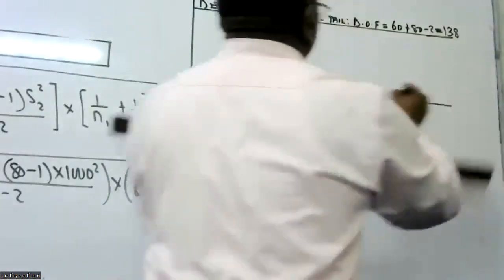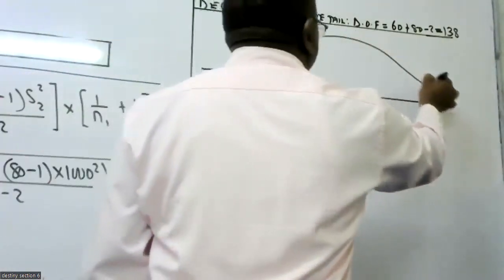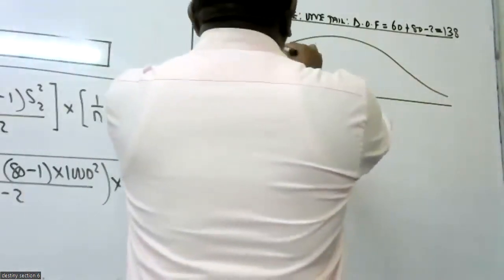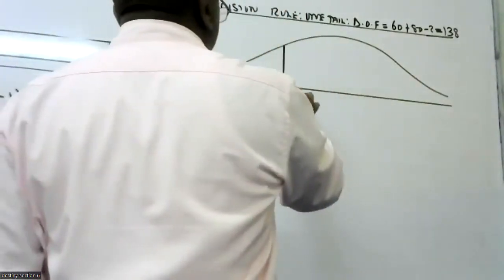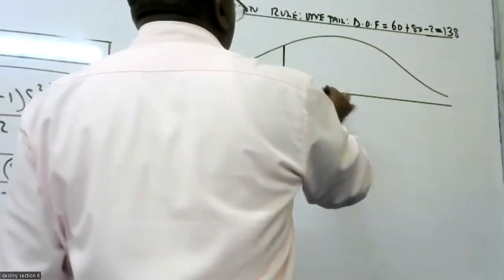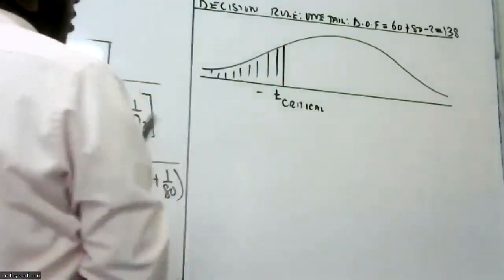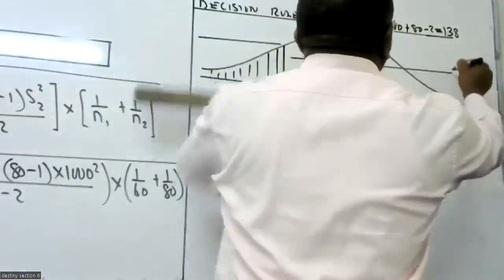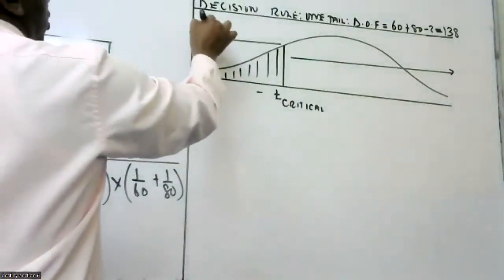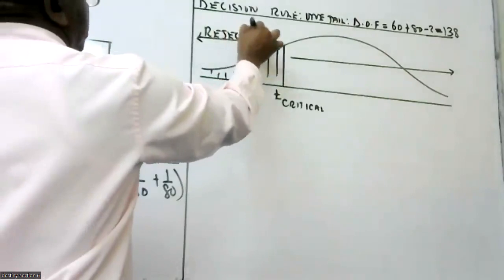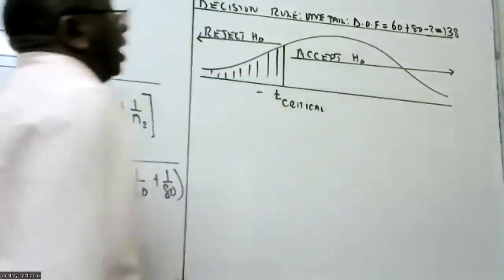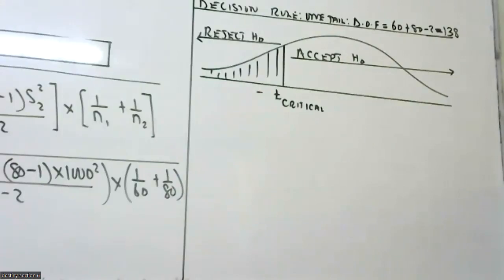So now, when you design it like this, you will come here on the negative side, minus T critical. This side here, we will reject the null hypothesis. And here, we shall accept the null hypothesis. We shall reject and accept.